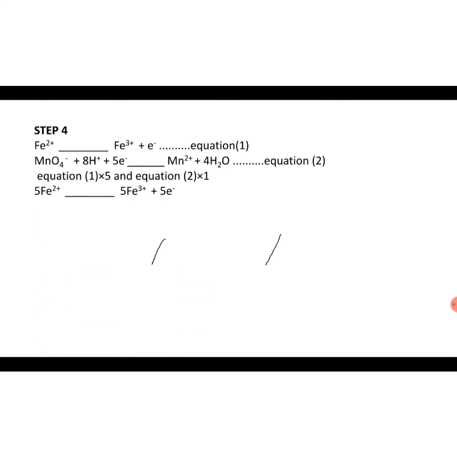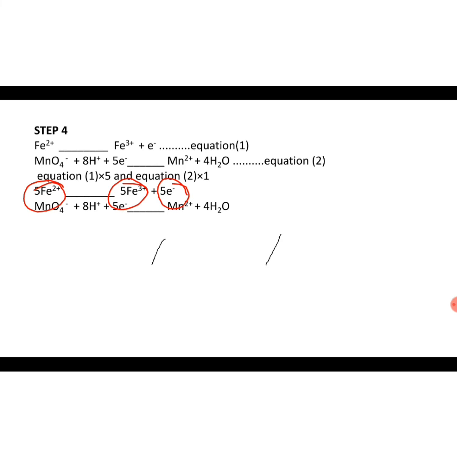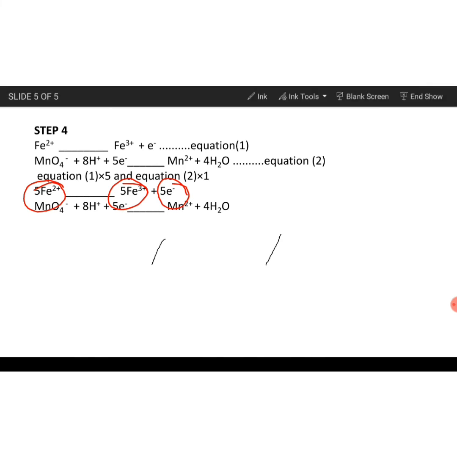So that is what we have. By the time we multiply equation 1 by the factor 5, we'll have 5 iron 2 ion, 5 iron 3 ion, and definitely 5 electrons. For the next equation, we do not need to write anything again, because we are multiplying by factor 1, so it will still give us the same thing. So we just brought down that equation 2 again. So that is what we have.